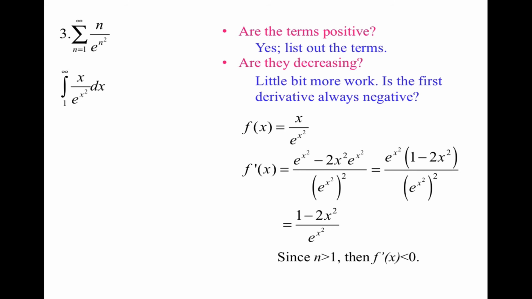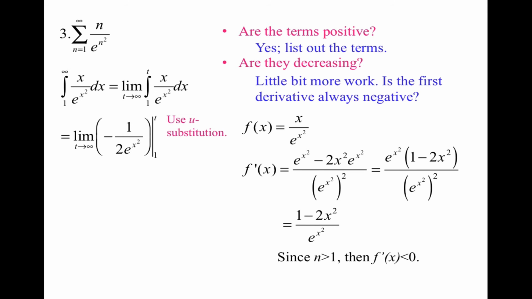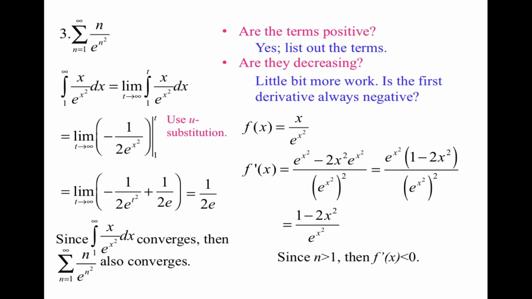So that means I can go ahead and set up my integral, rewrite it as a limit as t approaches infinity. After rewriting it as a limit, you want to take the antiderivative to get negative 1 over 2e to the x squared. And to get that, you will want to use u substitution. Now I'm going to go ahead and evaluate from t and 1. And go ahead and take the limit as t approaches infinity. When I do that, I get 1 over 2e, which is a finite number. So therefore, since the integral converges, then the series also converges.